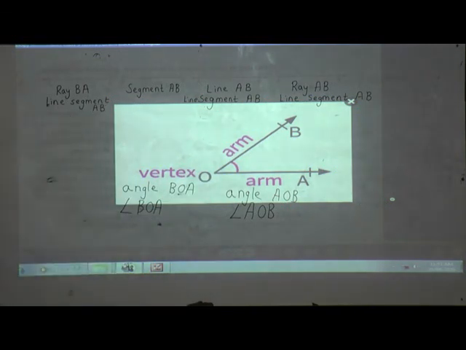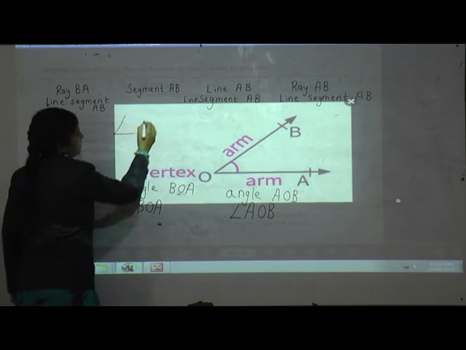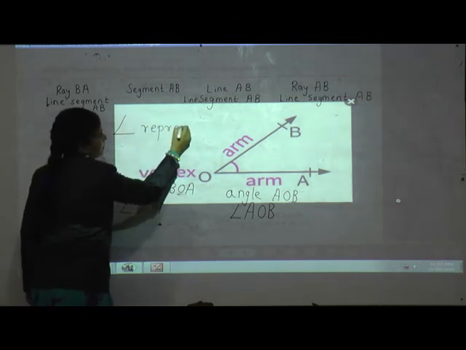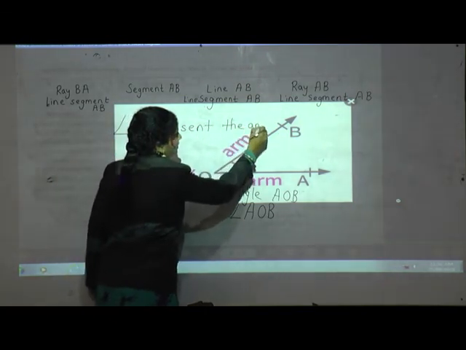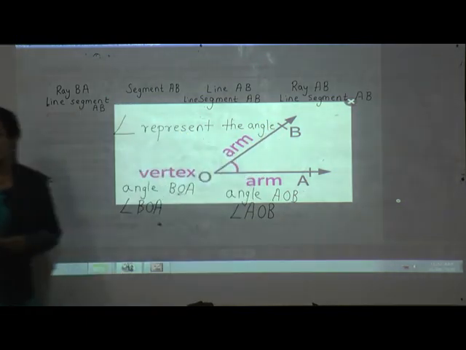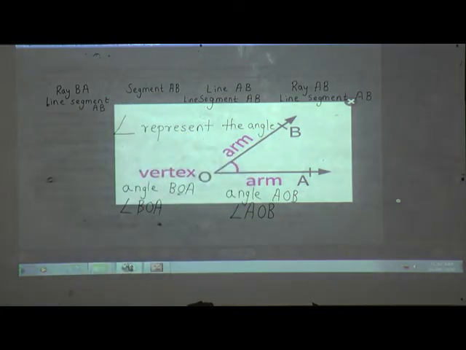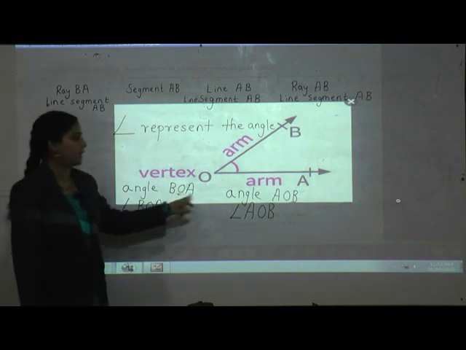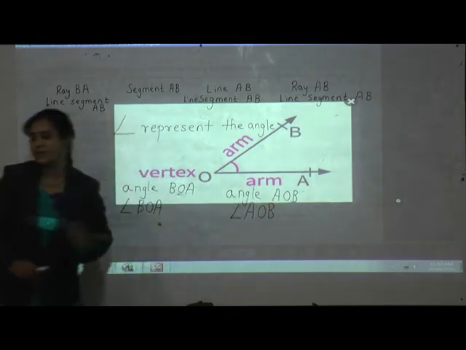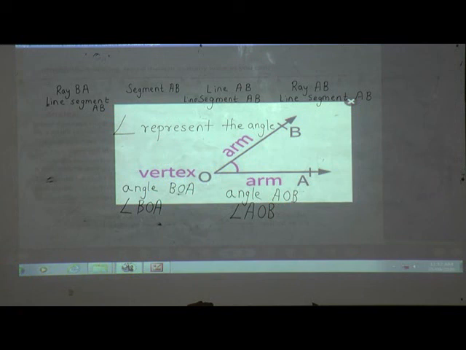Now, this symbol represents the angle. Remember, while naming an angle, the vertex is always in the center. We can also name an angle in a different way. Here the vertex is in the middle, and here also the vertex is always in the middle. Next one.